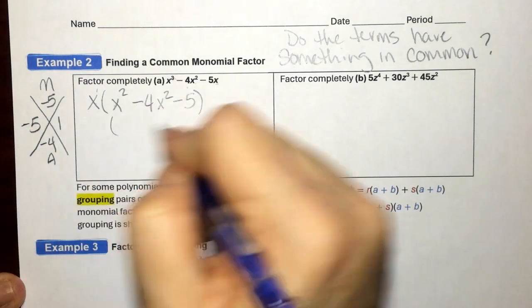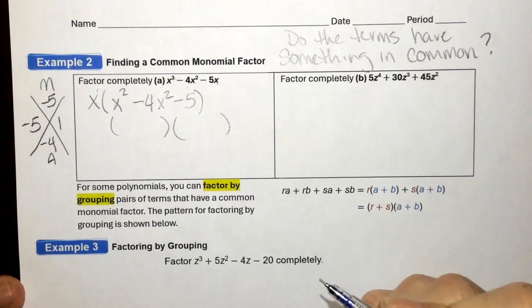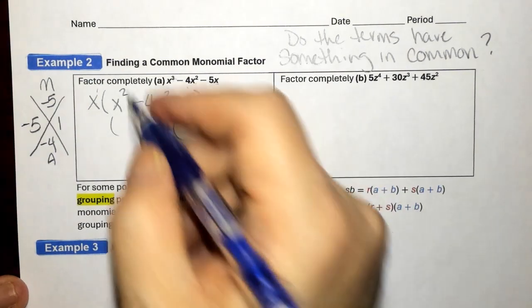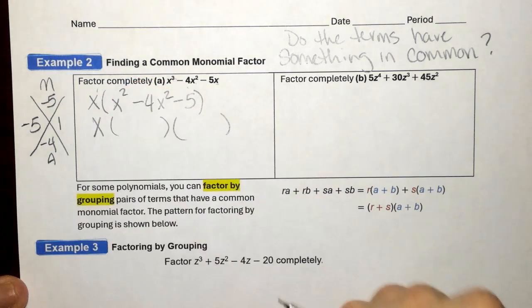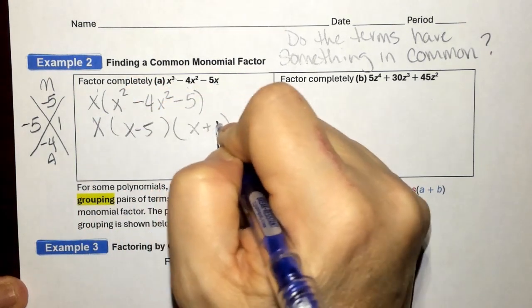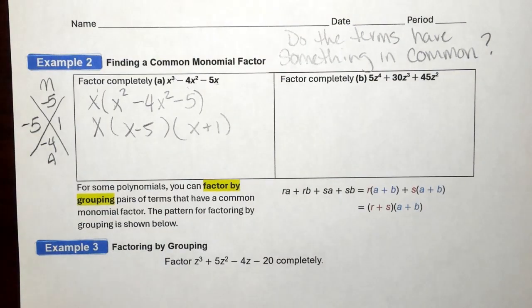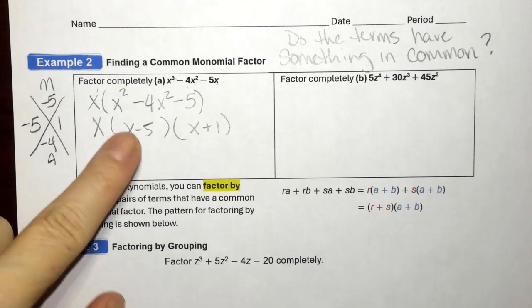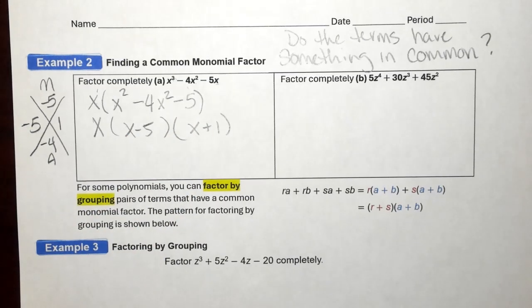So now, for this part, we're going to turn it into the two binomials like we have previously. We're going to just bring down this x. And so we have x minus 5, x plus 1. Now, it is unfactorable. There is nothing else that we can factor. They're all exponents of 1. All right, let's look at the next one, B.